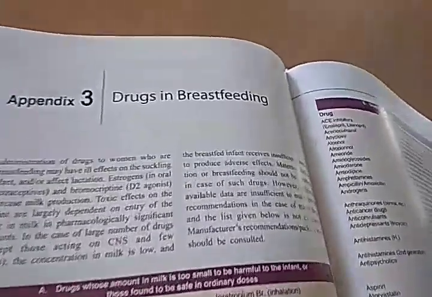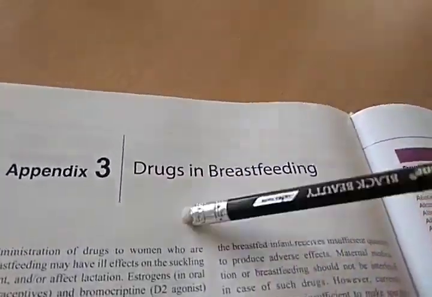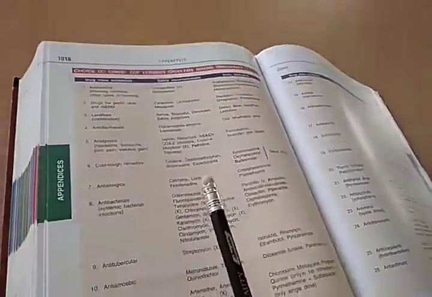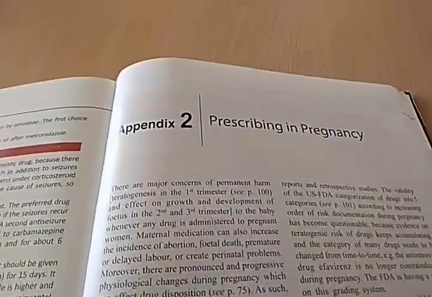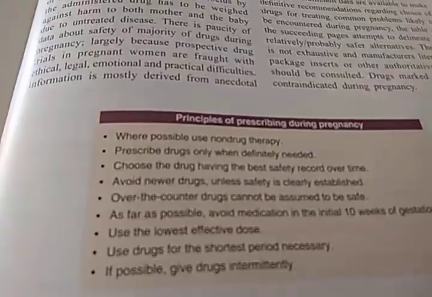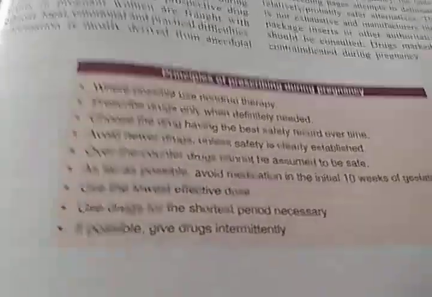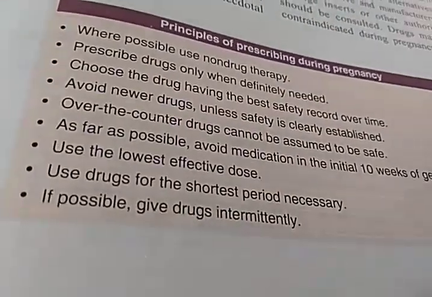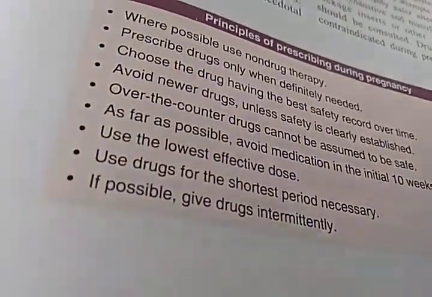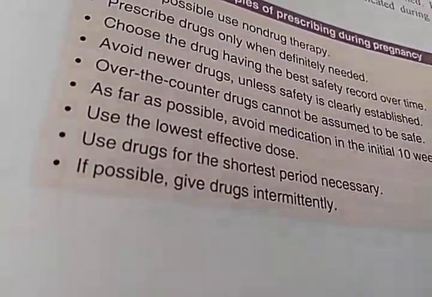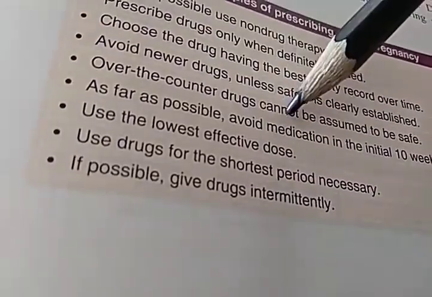Okay. There is a special appendix telling the drugs which you can give in pregnancy, drugs which you can give in breastfeeding, kind of a thing. That could be useful, right? Yes. Because some drugs could be teratogenic, right? So they are telling you when we are prescribing drugs in pregnancy, it's better to have no drugs at all. Only when it is definitely needed, then only you give. Avoid new drugs unless their safety has been clearly established, right? Don't give newer drugs. And tell them don't take over-the-counter drugs. Give less dose, etc.